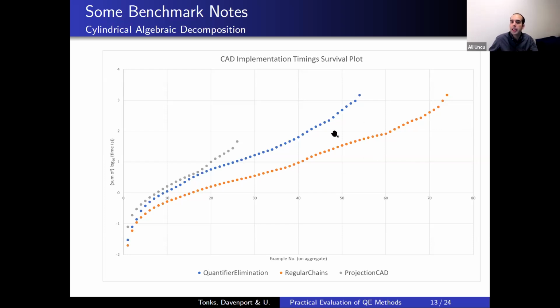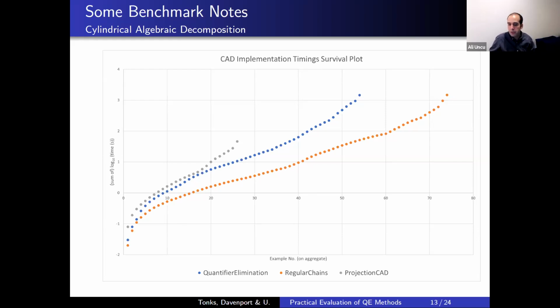Again, this doesn't mean that they are solving the same problems. They're just saying that in the given time threshold, quantifier elimination can solve about 55 problems. Regular chains can solve about 75 problems, and so on and so forth. And Zach actually mentions in his talk at the Maple 2019 conference that there are many examples where the quantifier elimination package can solve the problems much faster than the regular chains itself. But with the threshold and with the data set, regular chains actually outperforms.